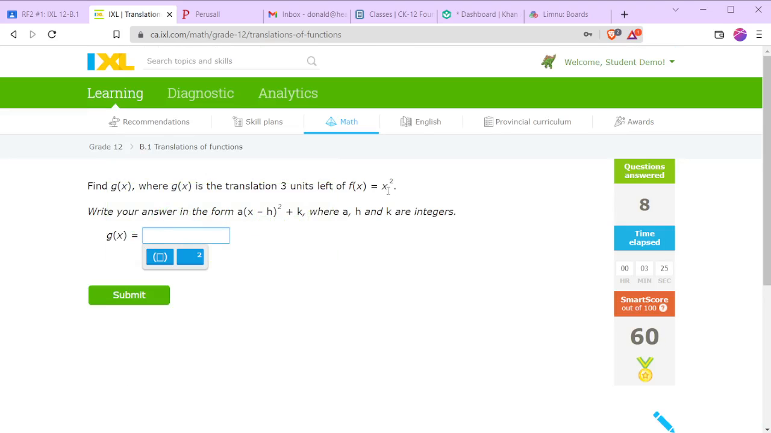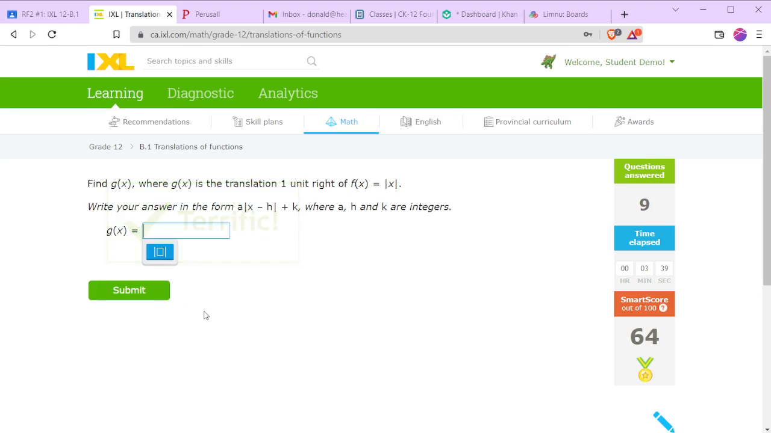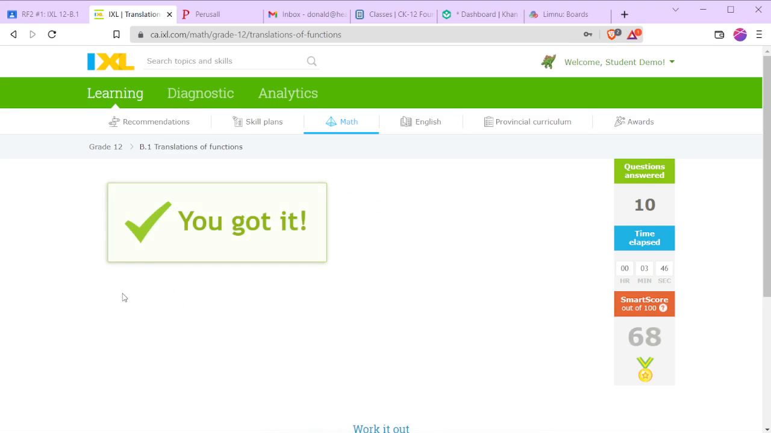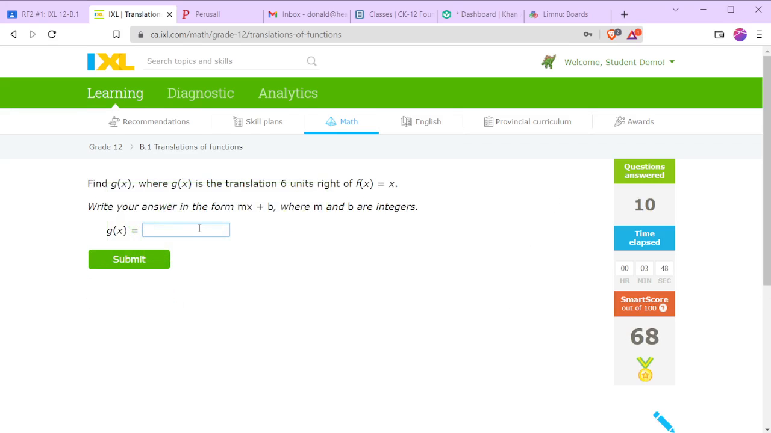Now we want to go 3 units left. We don't have a graph to guide us this time, but they're telling us 3 left. So what happens at 0 now happens at -3, so we need an x + 3 there. And we square it. Now 1 unit right is x - 1. And if we're going 6 units right, then that is x - 6.